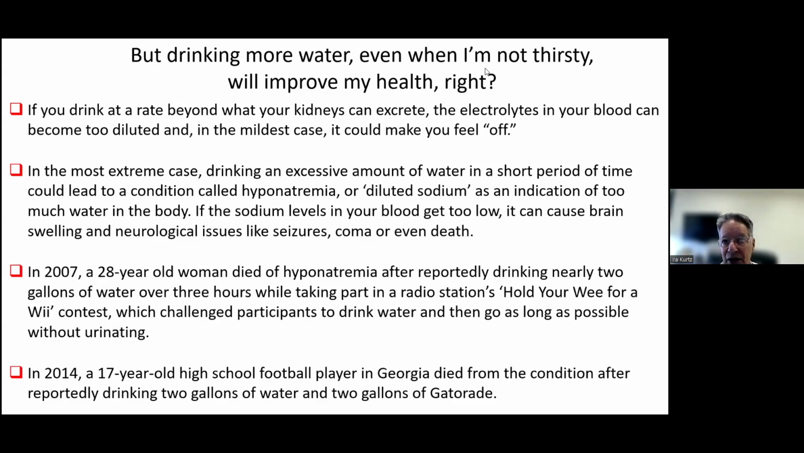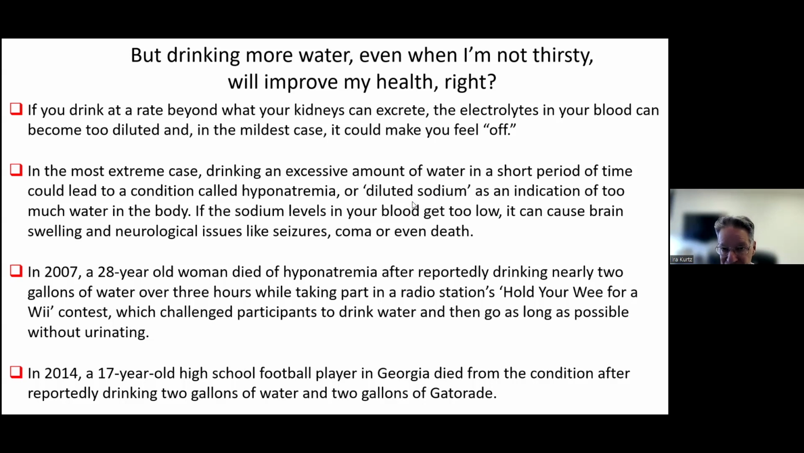Continuing with this theme, will drinking more water, even when I'm not thirsty, improve my health? If you drink at a rate beyond what your kidneys can excrete, then the electrolytes in your blood get too diluted, and it could make you feel off. In the most extreme case, if you drink too much water in a short period of time, this can lead to a condition called hyponatremia.